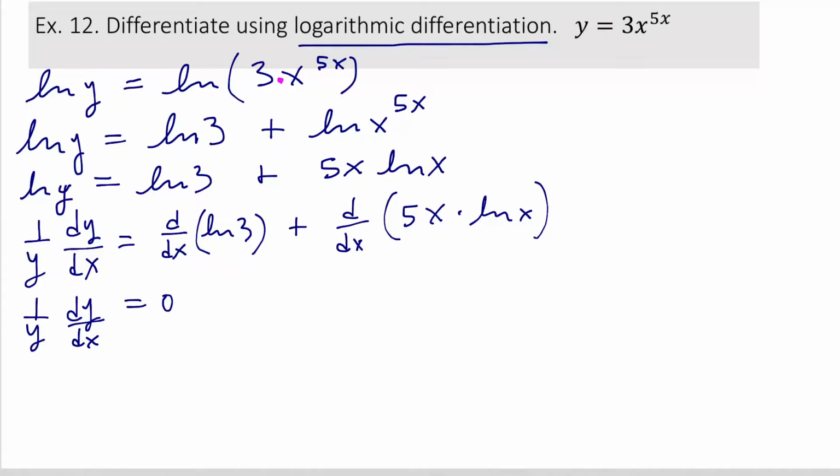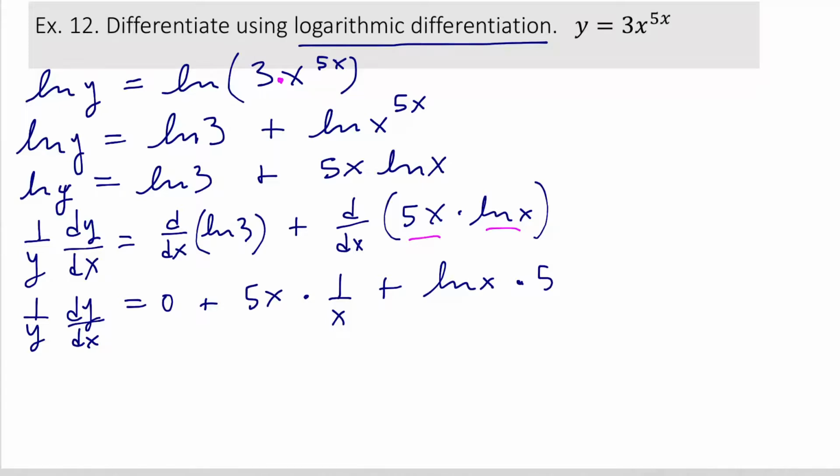So then I've got the derivative of a product here, 5x times ln of x, so I have to use the product rule. So that's first times the derivative of the second, but the derivative of the natural log of x is just 1 over x, plus the second times the derivative of the first, which is 5x, so the derivative of that is 5.